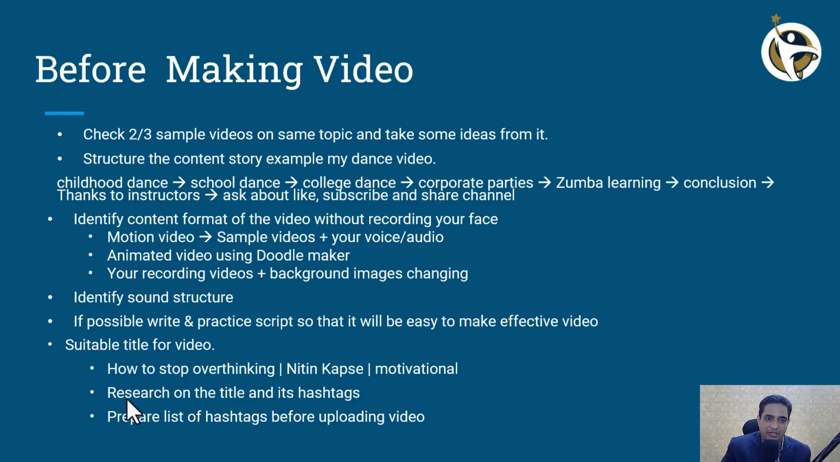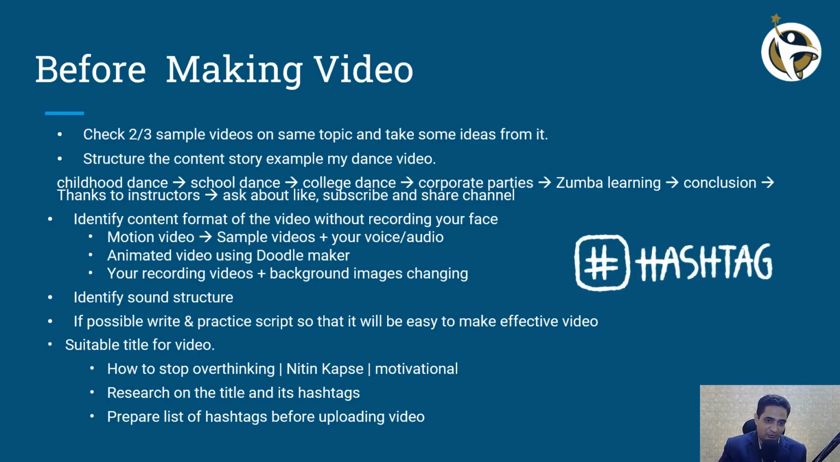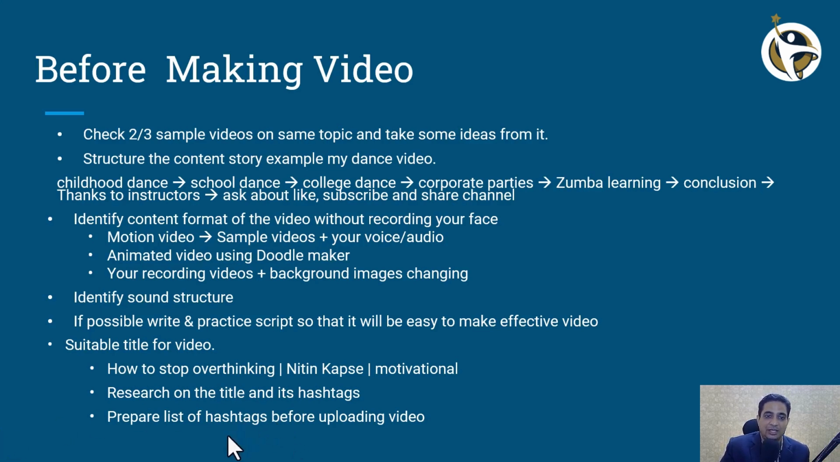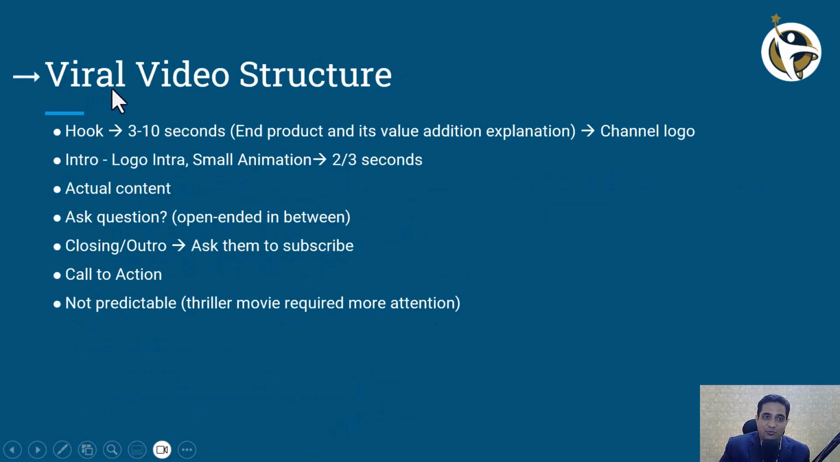Or you can give a plain title also. Research on the title and its hashtags, because the title is the entry point for your video, so you need to give a proper title. Prepare a list of hashtags before uploading the video. YouTube used to bother more about hashtags. Based on hashtags, it was propagating your video to specific audiences. Nowadays hashtags have less significance, but still you can research good hashtags and accordingly put them in your video.